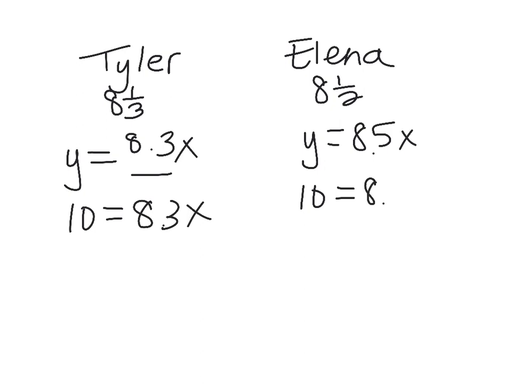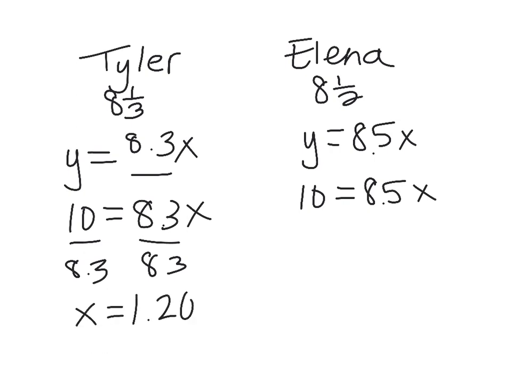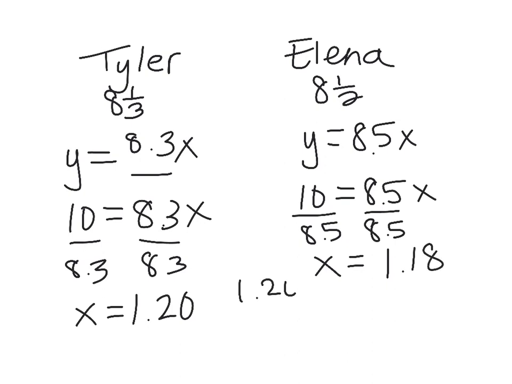but her pace is a little bit slower. Then we'll go through and solve both sides. So divide 10 by 8.3, and we get that he travels 1.2 miles. And then if we do the same thing for Elena, divide both sides by 8.5 here, we get that she travels 1.18 miles. So to figure out how much farther Tyler went, we need to subtract.